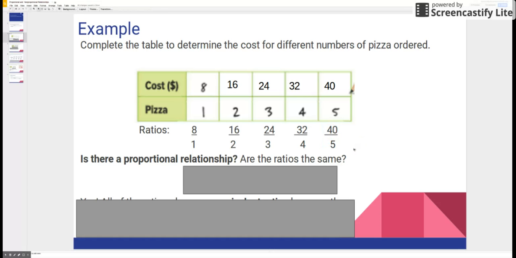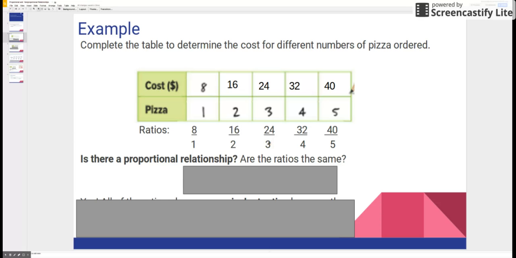So is there a proportional relationship? Are the ratios the same? Well, let's see. This is 8 over 1. This is 16 over 2. Can 16 over 2 be simplified to 8 over 1? Well, yeah, it can be. If you divide the top and the bottom by 2, you end up getting 8 over 1.